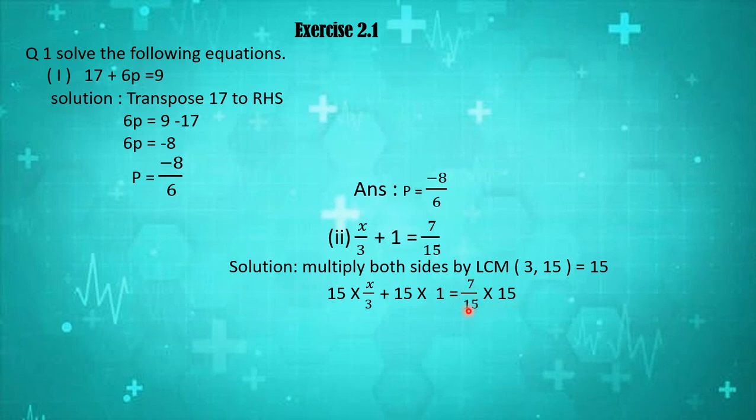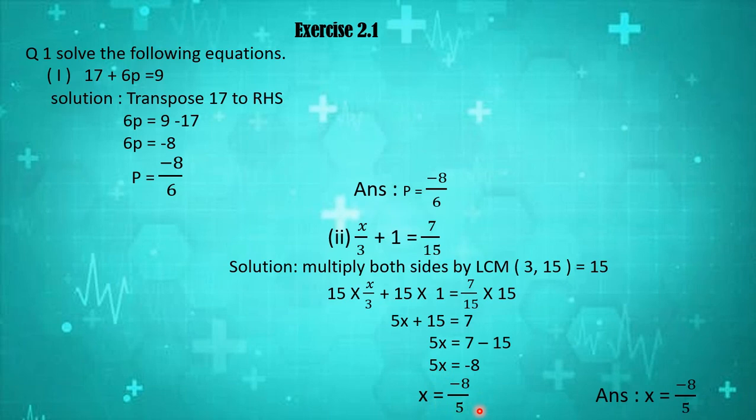On the right hand side 15 and 15 cancel out. So ultimately, 3 fives are 15, and we get 5x plus 15 is equal to 7. Now this becomes the same as the equation given in the first problem. By transposing 15 to the right hand side, we get 5x equal to 7 minus 15, and 7 minus 15 is minus 8. By dividing both sides by 5, we get x equal to minus 8 upon 5. So the answer for x is minus 8 upon 5.